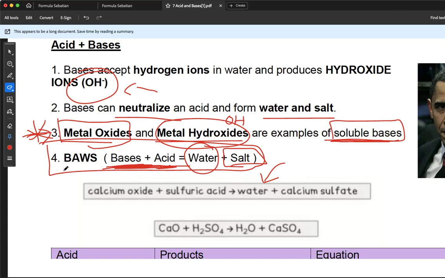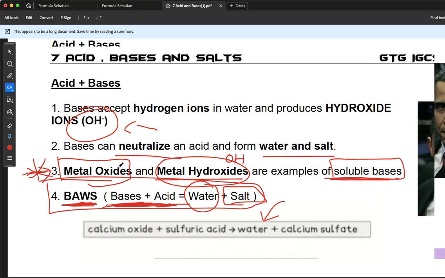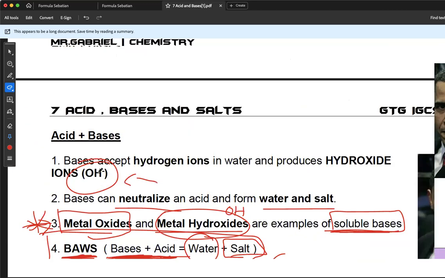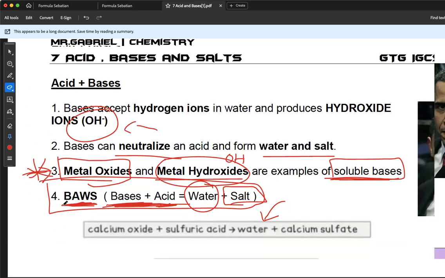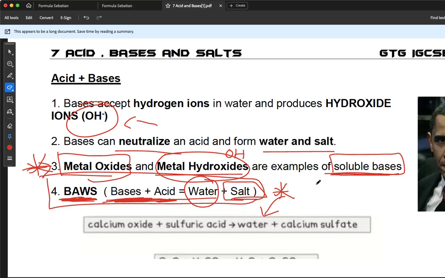The next keyword that you should remember on this page is basically BOSS, right? So we had MASH just now, and right now we have BOSS. Base, acid, forms water and salt. Remember this, also extremely important. You will be tested on this. Okay? A common example of acids and base is this one. You can see here calcium oxide, which is going to be a base, formed with sulfuric acid, which is obviously the acid, will form water and calcium sulfate.